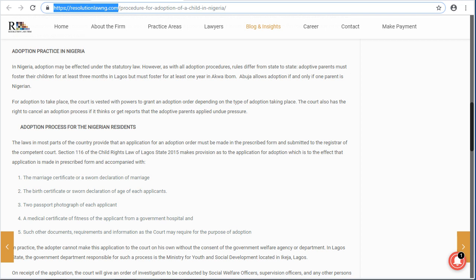1. The marriage certificate or a sworn declaration of marriage. 2. The birth certificate or sworn declaration of age of each applicant. 3. Two passport photographs of each applicant. 4. A medical certificate of fitness of the applicant from a government hospital. And 5. Such other documents, requirements and information as the court may require for the purpose of adoption.